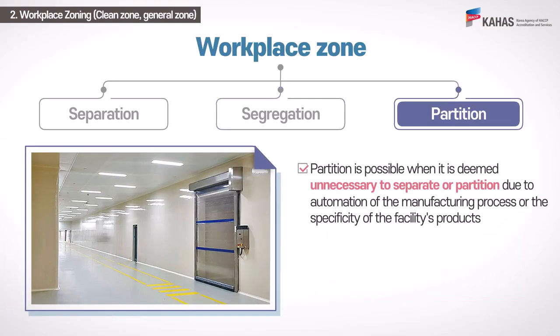Finally, partition is used when it is deemed unnecessary to separate due to automation of the manufacturing process or the specificity of the facility's products. It refers to a case in which each facility can be separated from each other by spacing by means of lines, rope, and nets.